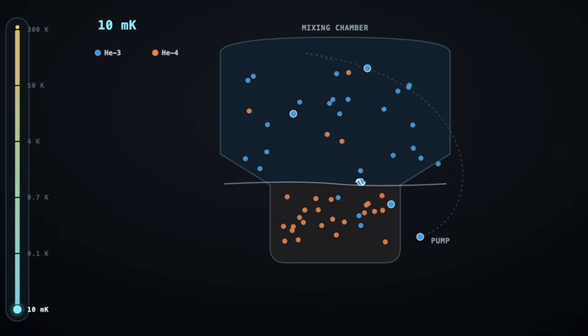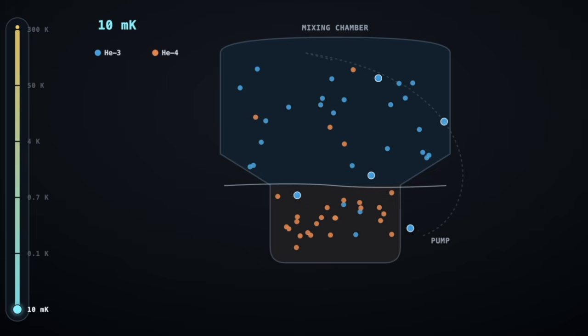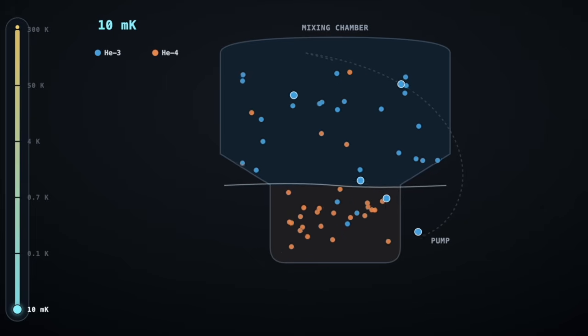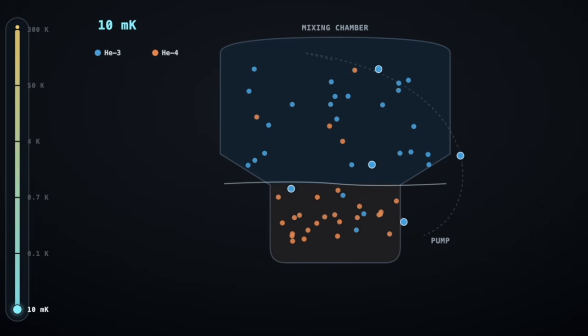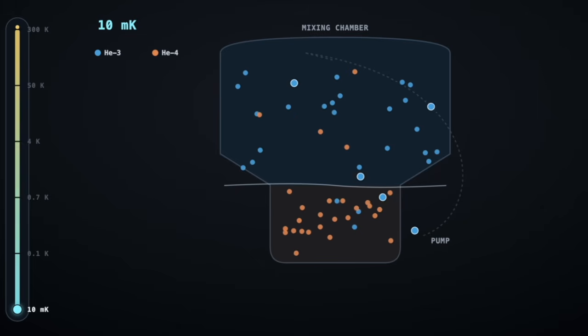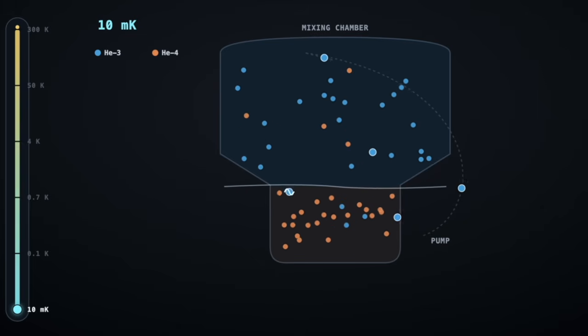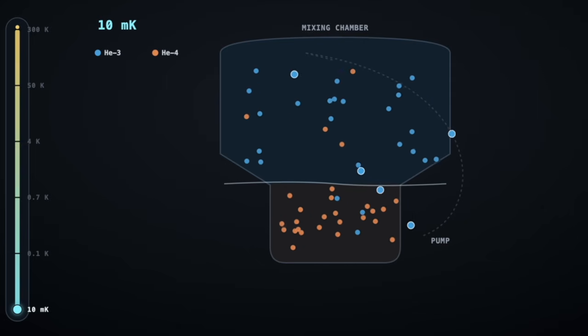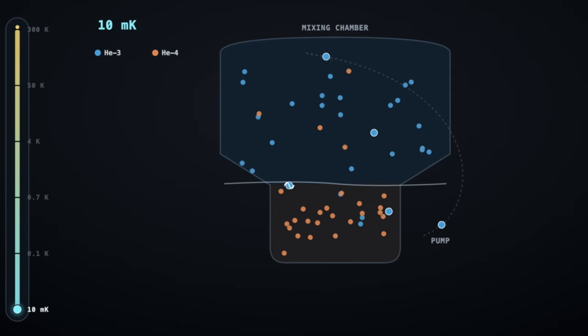There's a very specific amount of helium-3 that can dissolve in helium-4. It's the helium-4 solubility, like how water can only hold a small amount of sugar before it can't dissolve anymore. That number is about 7%, so the mixture can be about 7% helium-3, and then it has to be pumped out. But wait, if you were paying attention, I skipped a step between 0.7 Kelvin and 10 millikelvin.